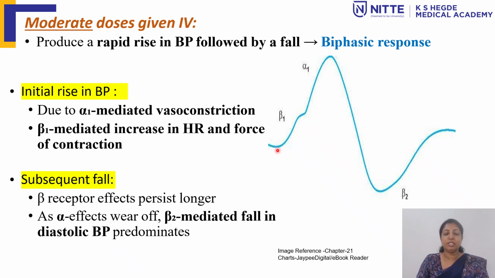So this is known as biphasic response seen with adrenaline, moderate dose given by IV. What is biphasic response is rapid rise in BP followed by a fall in BP. This rapid rise is mainly mediated by action of adrenaline on the alpha 1 receptors and beta 1 receptors, whereas this fall in BP is mainly by action of adrenaline on the beta 2 receptors.